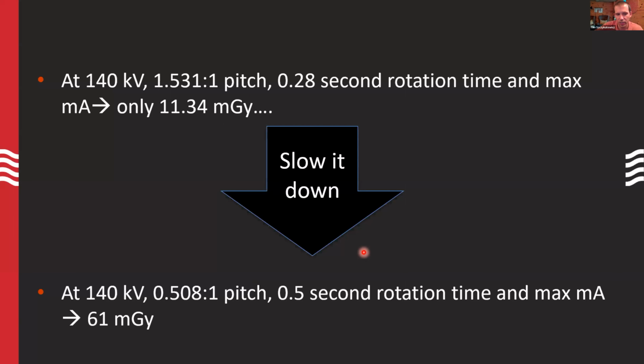So we're going to talk a lot more about this in the next few slides, but a fundamental concept to understand is that you can't just optimize the kV for the patient size. We've also got to think about how fast our scanner is scanning so that we can get enough dose within the mA limits of the scanner.